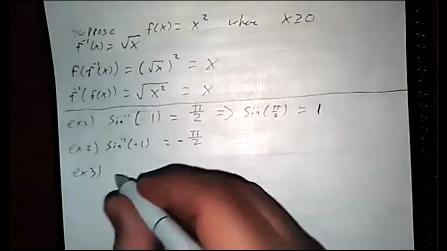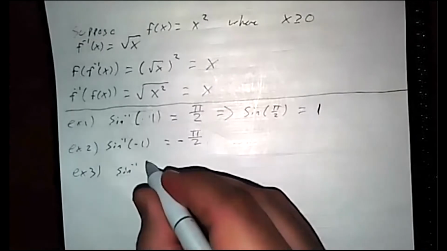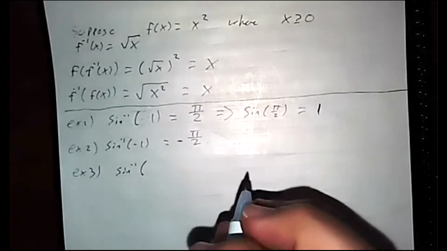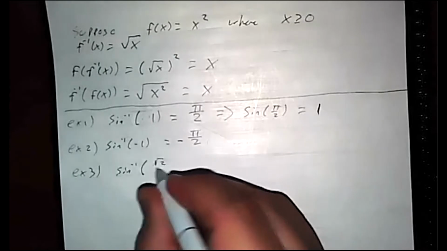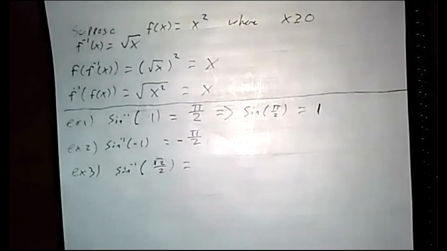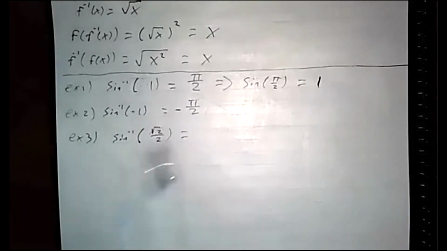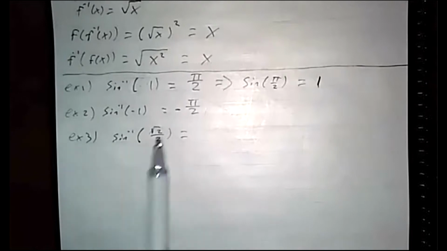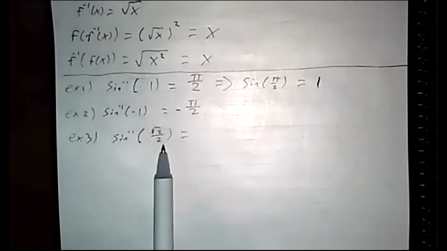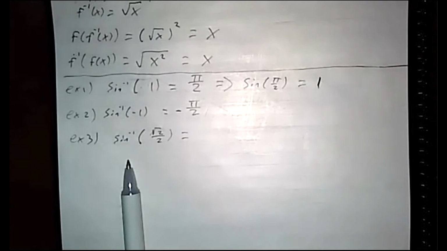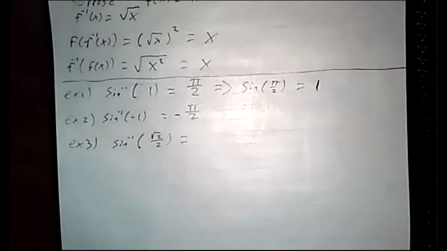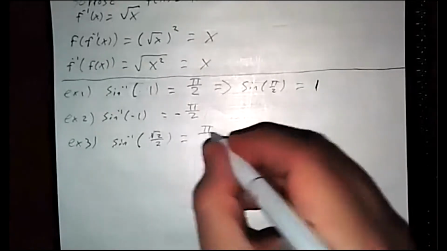Let's do another one. This time you tell me, where is sine inverse of square root 2 over 2? Where does that happen? Which angle? The other way to ask this question is, which angle gives me a y value of square root 2 over 2? Knowing that I'm restricted to the right half of the circle. 45 degrees. Yeah, it has to be, right? Pi over 4 or 45.